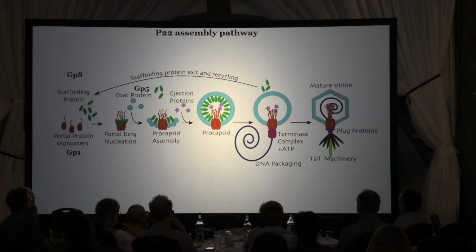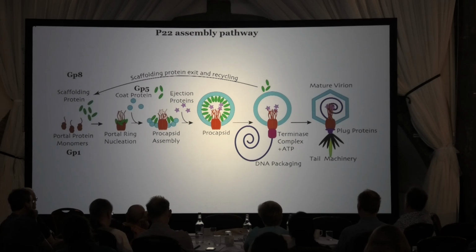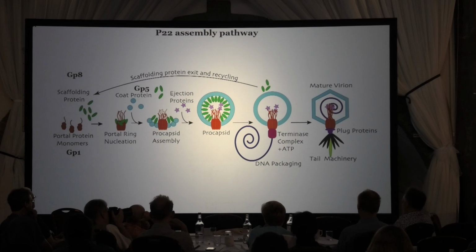So the general P22 assembly pathway begins with nucleation, so recruitment of portal protein by scaffolding protein that forms a nucleation site here, which then scaffolding protein can recruit coat protein to oligomerize around that nucleation site. Some ejection proteins are incorporated in, and then terminase complex is able to bind and package the double-stranded DNA, upon which scaffolding protein exits the capsid. And tail machinery is added for a mature virion.